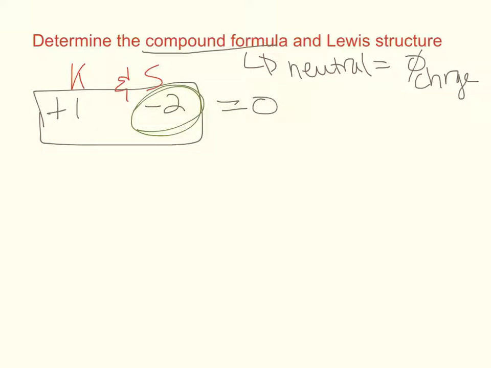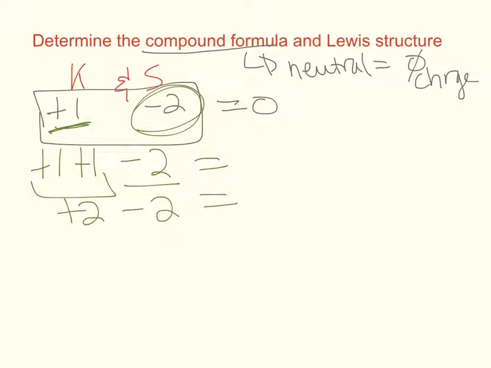Each potassium has a positive 1 charge. So if we add 2 potassium ions, plus 1 plus 1 gives us positive 2, and we still have that minus 2, which gives us a charge of 0. So our compound formula is not K2O, I'm sorry, it is K2S. Essentially it takes 2 potassium elements to neutralize 1 sulfur element to give us a charge of 0.